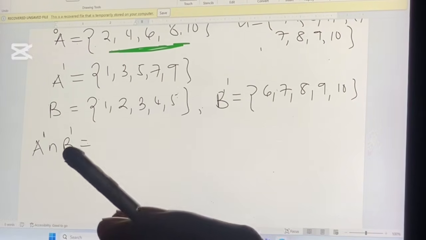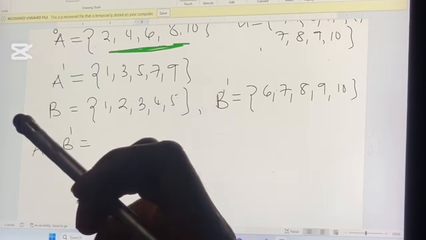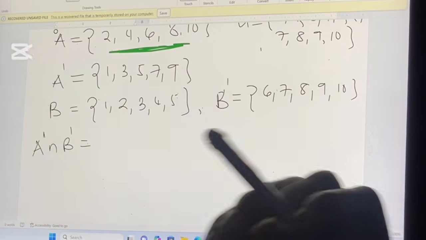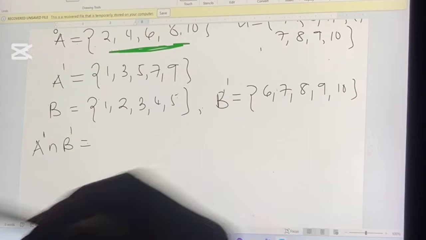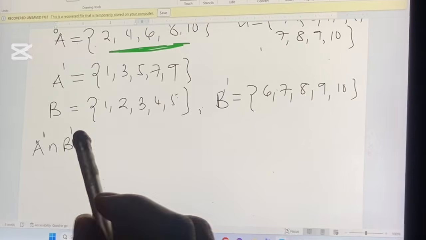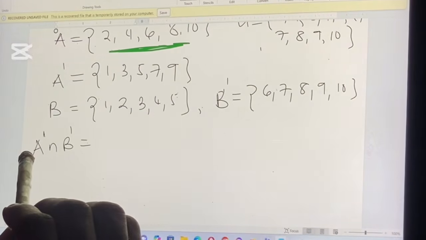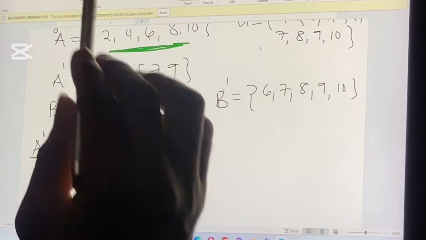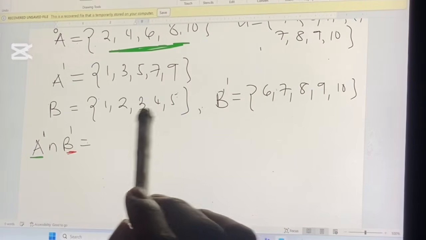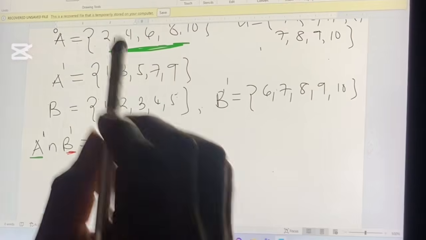The question now is, what is an intersection? What is intersection of a set? Intersection of a set is the element common in both sets. So the element common in A complement and in B complement. Please take note. So let's list A complement here.